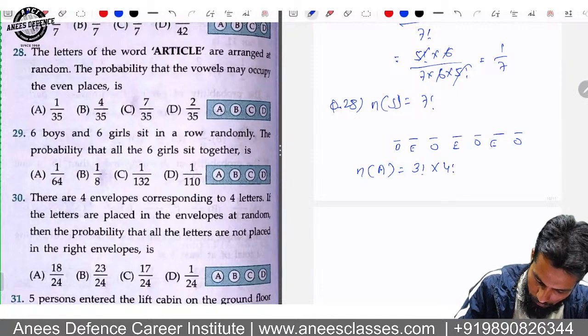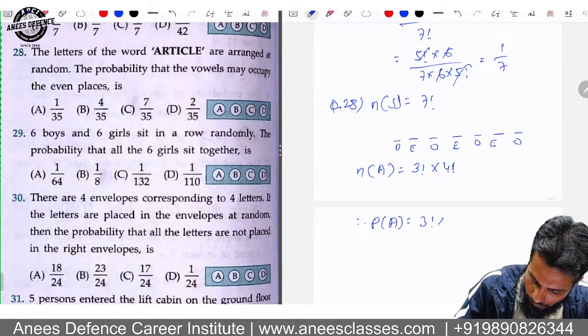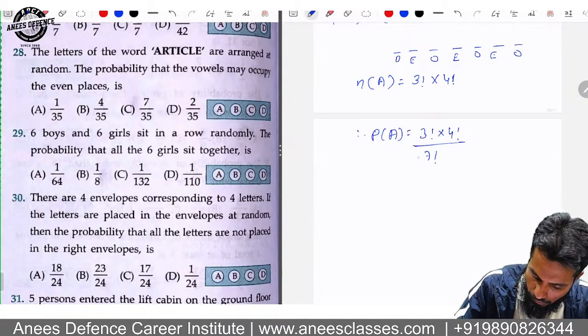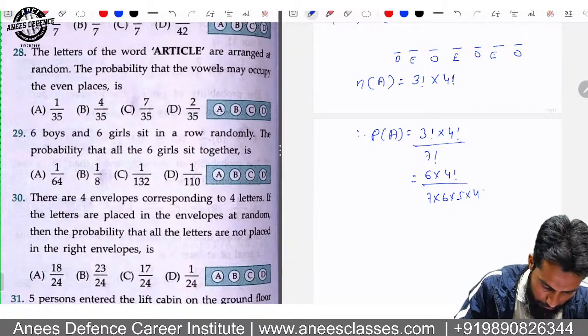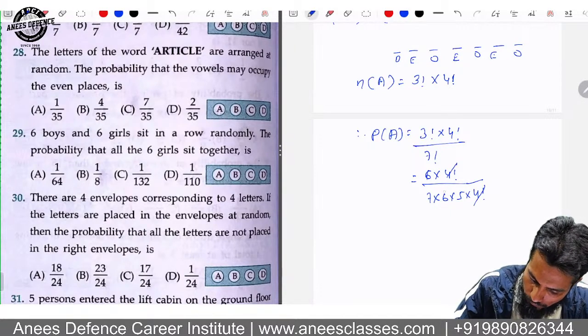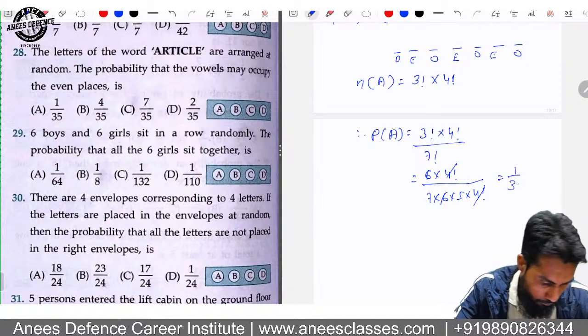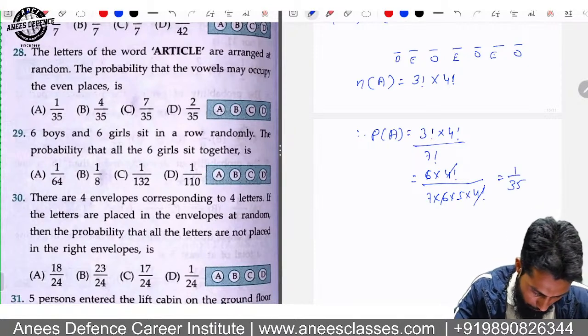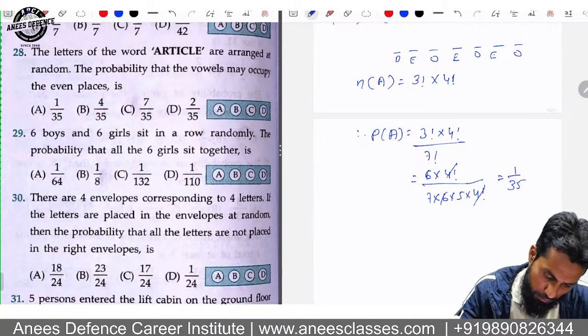Fine, no? Therefore, probability will be equal to 3 factorial multiplied with 4 factorial upon 7 factorial. So when you solve it, 3 factorial means 6, and 4 factorial let it be 7, 6, 5, 4 factorial. Cut it. 6 cut it. 1 by 35. Yeah, like this. Correct now. 1 by 35, option A, 28. Done.